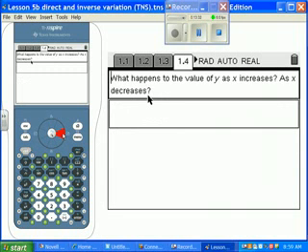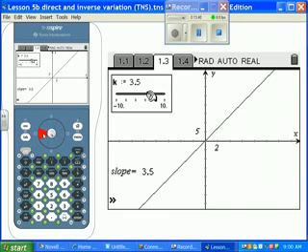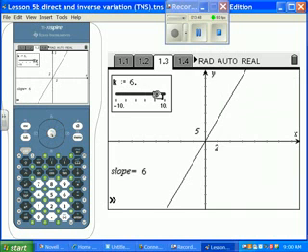What happens to the value of y as x increases? Or how about as x decreases? Is x the same thing as k? Well, look at our y. Here are our y values. Watch your slope, okay? Slope is down here. This is where your y is.